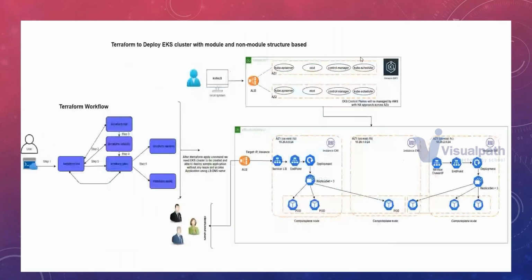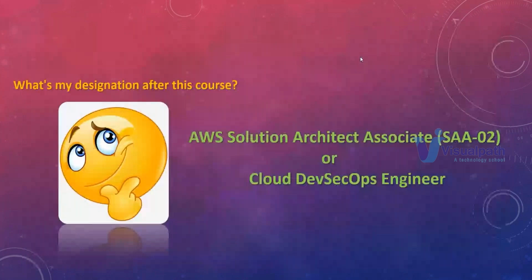And finally, after completing this course, you can call your profile AWS Solution Architect Associate under security, or you can call it Docker or Cloud DevSecOps Engineer. You can use any one of these roles after completing this course. So you have to search for jobs related to AWS Solution Architect Associate with security, or Cloud DevSecOps Engineer.